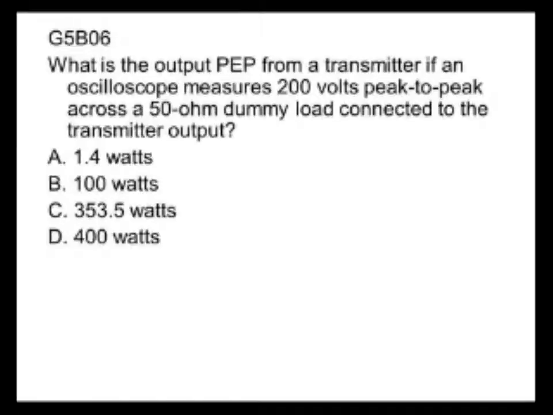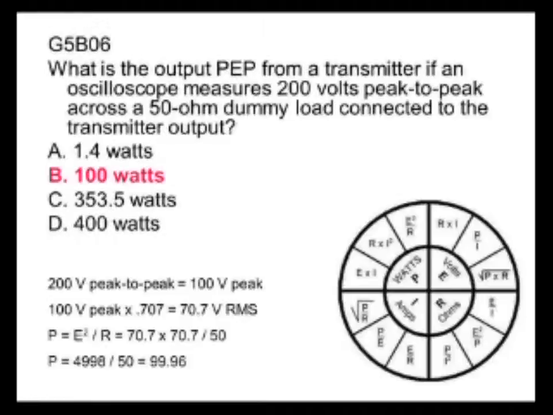Okay, here we are at number 6 now. You have some additional ammunition in your arsenal here to deal with this question. What's the output PEP from a transmitter if an oscilloscope measures 200 volts peak to peak across a 50 ohm dummy load connected to the transmitter output?